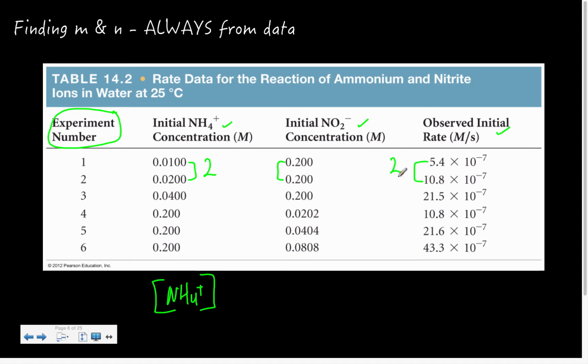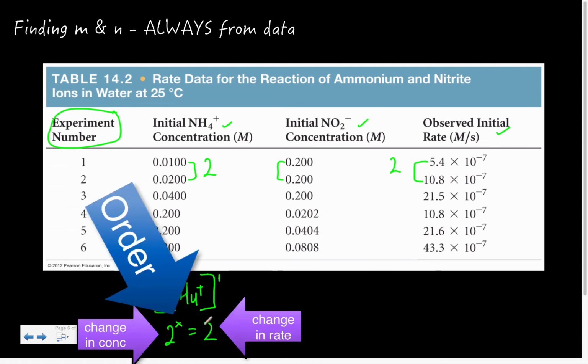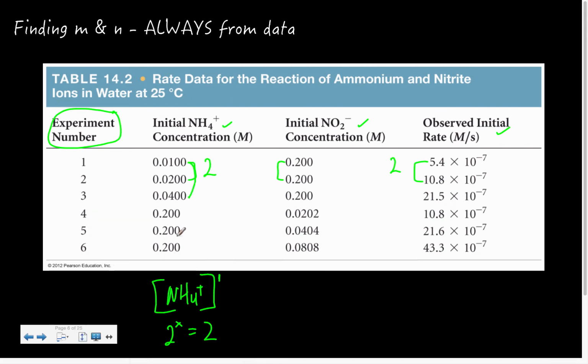We look over here, what happens to the rate? It doubles, okay? In terms of how we figure this out, it's the change in concentration raised to what power gives us the change in the rate. In this case, the x, I should have used m, is 1, which means that this reaction is first order with respect to ammonium. Meaning that whatever effect we do to the concentration has the same effect on the rate. By extension, if we quadruple the concentration, we also quadruple the rate. Do you see that?